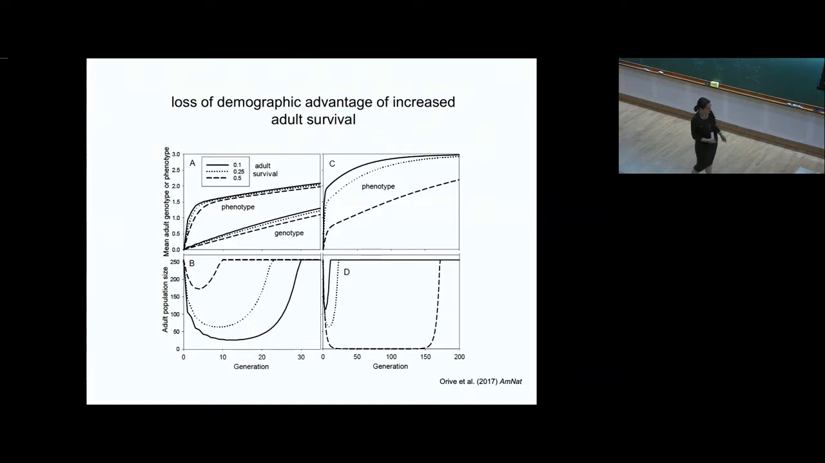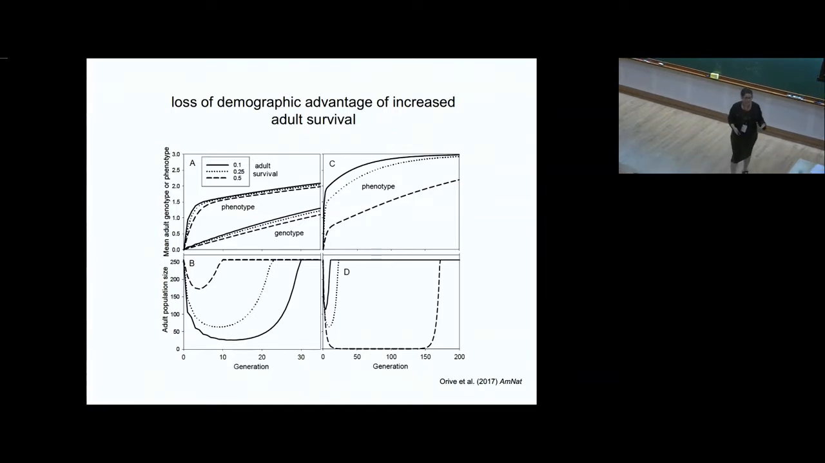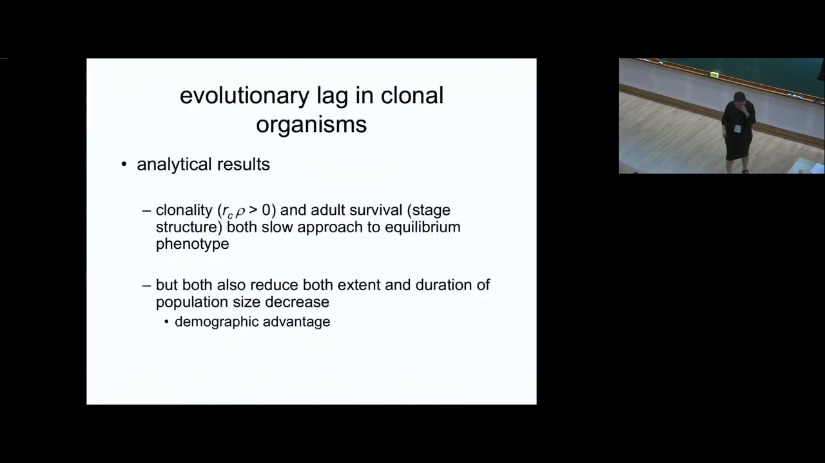And so the question is, is there really going to be one? It's not always clear if there is. We see some evidence that there's not. For the analytical results, we see that clonality and adult survival, which leads to stage structure, both slow the approach to the equilibrium phenotype. So they slow down the ability of the population to track that change in the optimum. But they both also reduce the extent and the duration of that population size decrease. So they give a demographic advantage. But that demographic advantage makes you immediately wonder what happens if you add stochasticity.